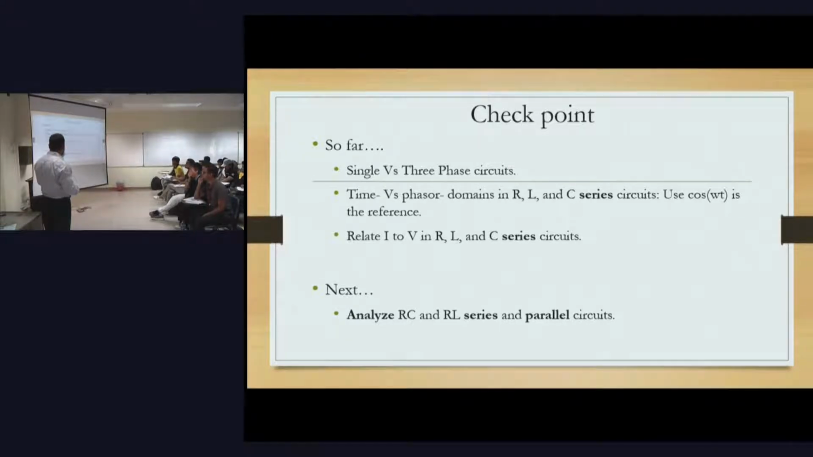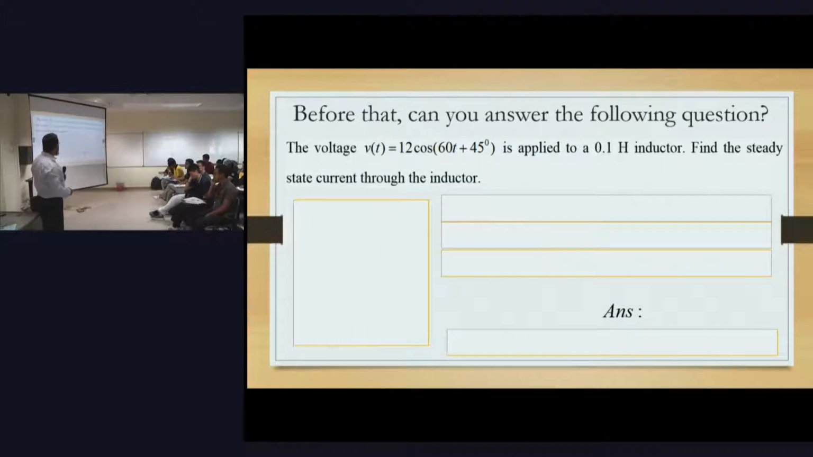And next, analyze RC, RL series, and parallel circuits. That's what we'll do now. We'll check these RC and RL circuits in series and parallel form. By check, I actually mean we'll see how the voltage and current relationships are for these configurations. All right, so before that, can you answer the following questions? The voltage Vt is equal to 12 cos of 60t.